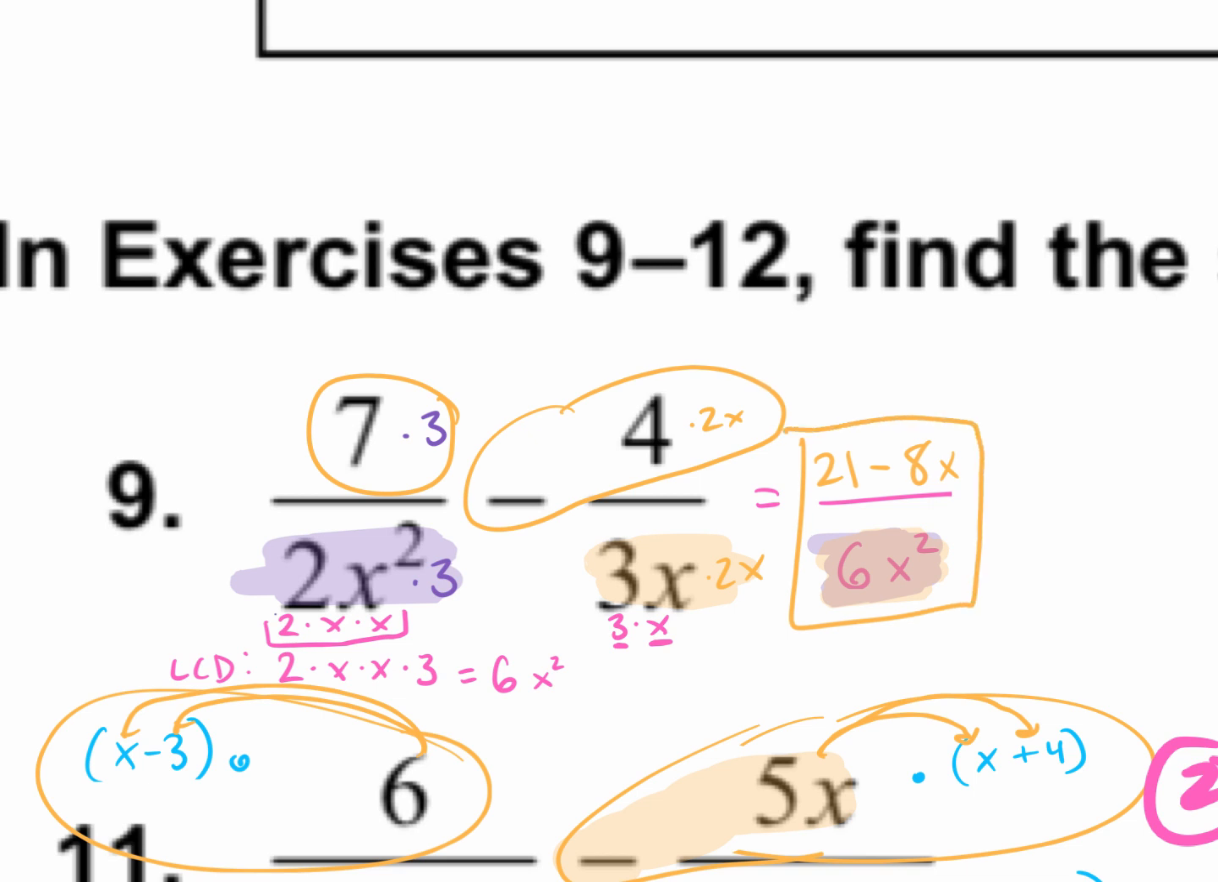You don't have to cancel the x with the x. The x's don't cancel because remember, this is 21 minus 8x. So you can't just cancel out the x's. It would only be if you were multiplying the x on the outside. If you had a GCF on top, you'd want to take out the GCF, but we don't. So we would just leave it like this.